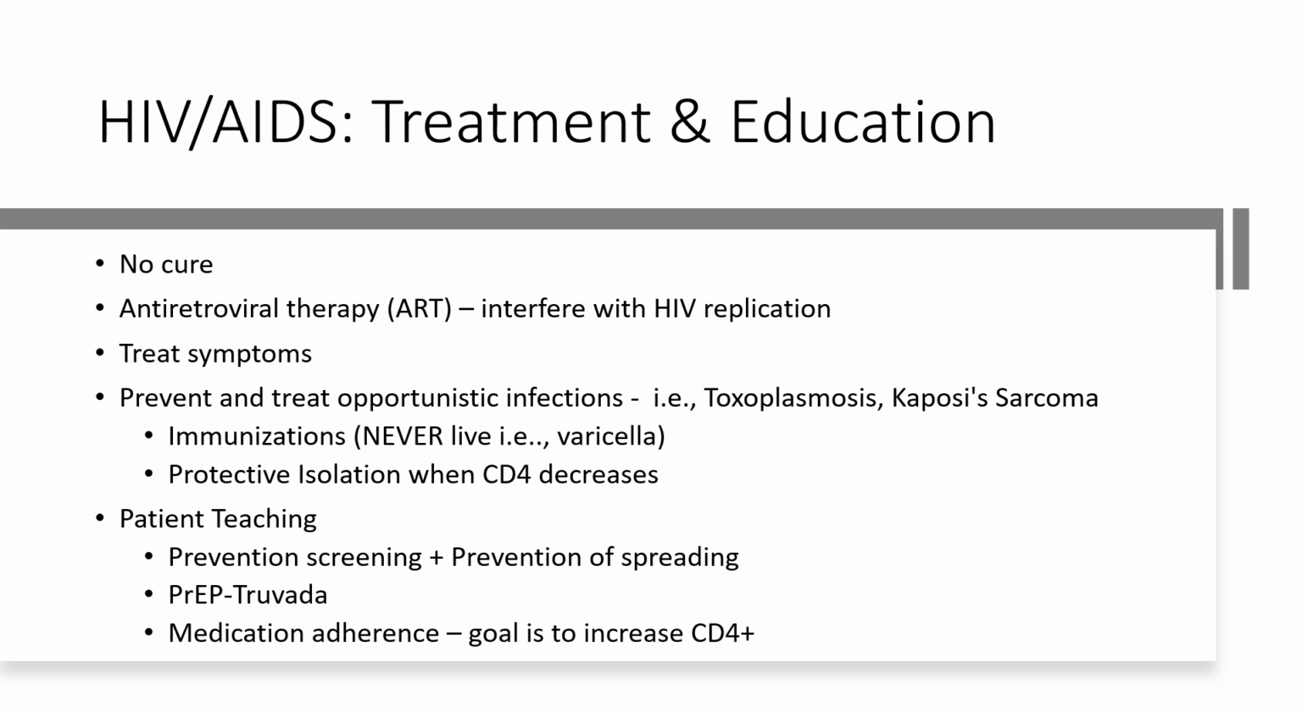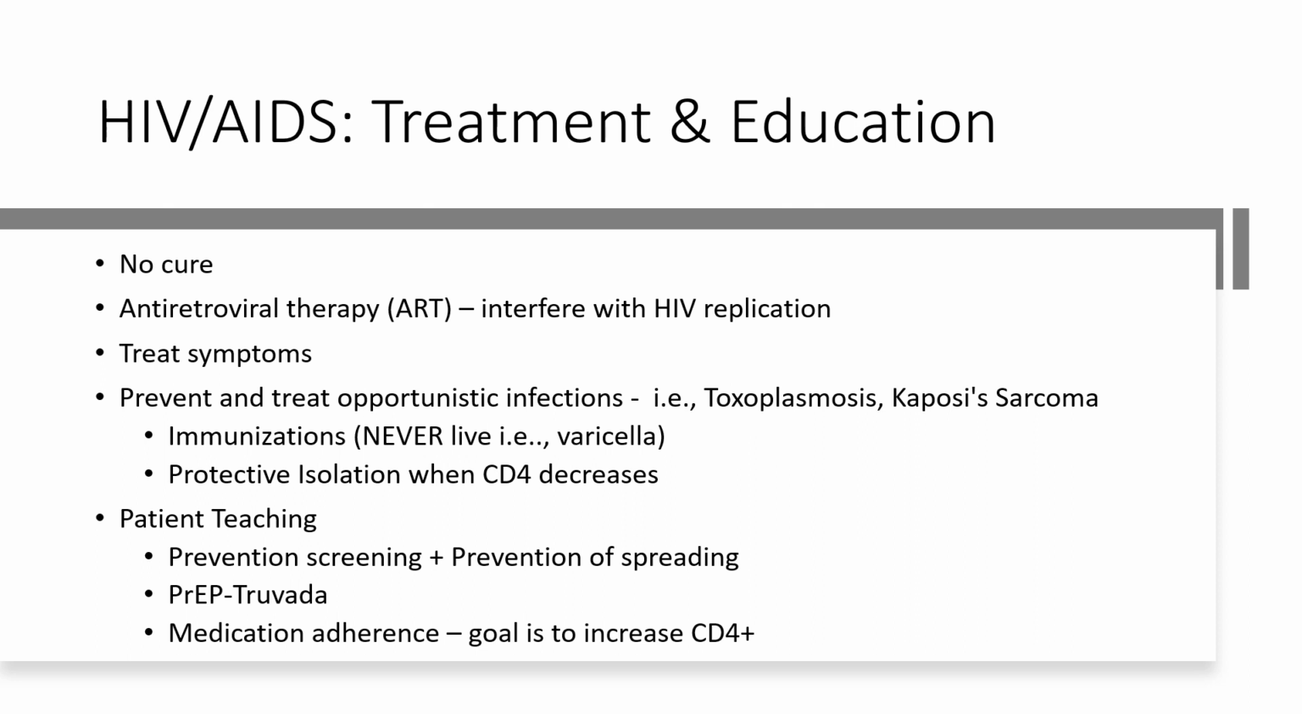With that, we'll treat any symptoms the patient's having. So obviously if they're nauseous, we'll give them Zofran. We also prevent and treat those opportunistic infections. There are a lot of common ones, but toxoplasmosis is one and Kaposi sarcoma is another. These patients need immunizations to help prevent pneumonia and things like that, but we never want to give them a live vaccine. An example of a live vaccine is varicella.